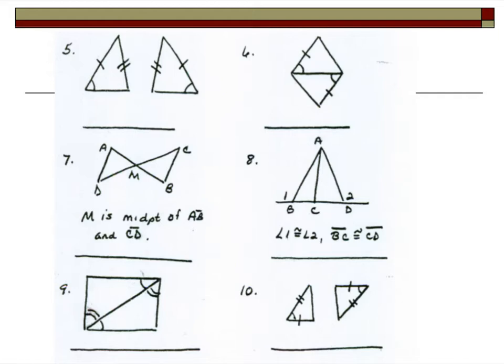Let's do this. So the next one, number 5 here. Some of you might have said side, angle, side. Well, in order for it to be side, angle, side, this would be the pair of angles that has to be congruent, and that is not the case. And some of you might have said side, side, angle, or angle, side, side. Now, that actually does not work, okay?